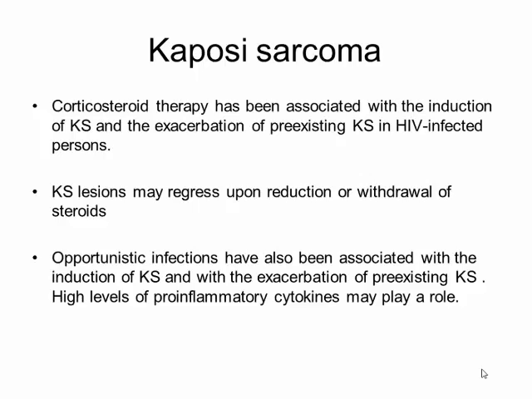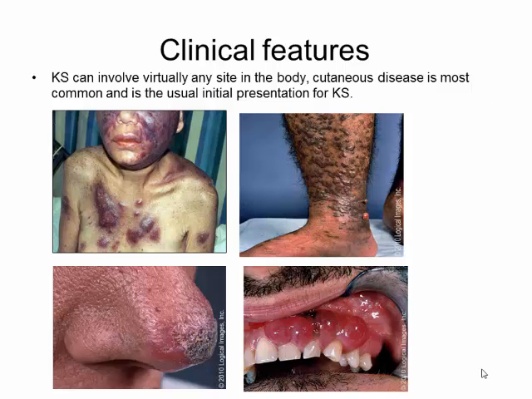Also, if you notice that a patient with Kaposi sarcoma is on steroids for some reason, if you pull back the steroids, the Kaposi sarcoma may improve. This is one of the treatments. It can involve any side of the body, universally. The most common presentation is mucocutaneous, and you can see it's violaceous, red, involving most of the skin and the mucocutaneous part.